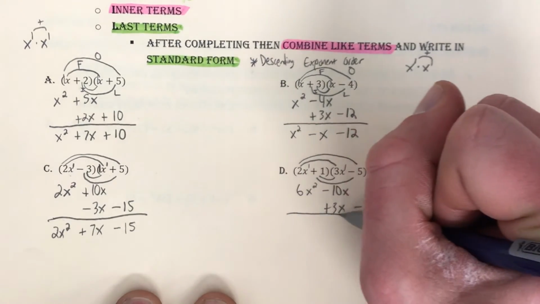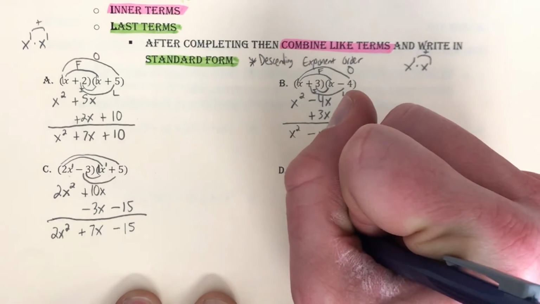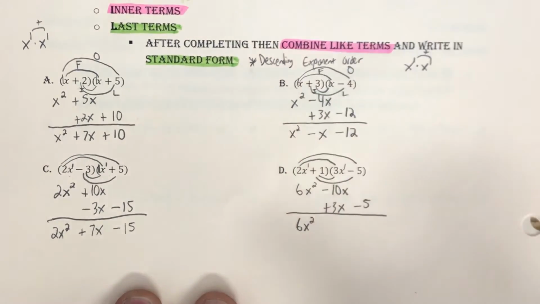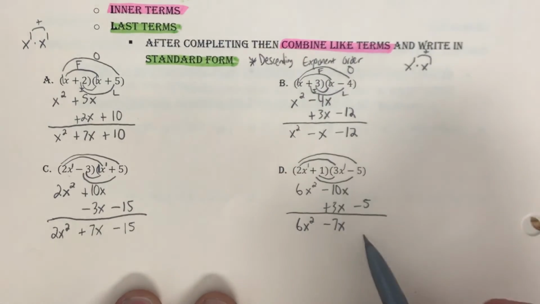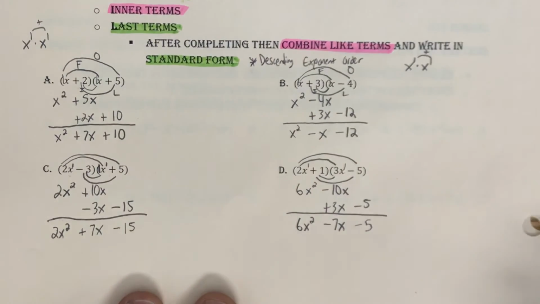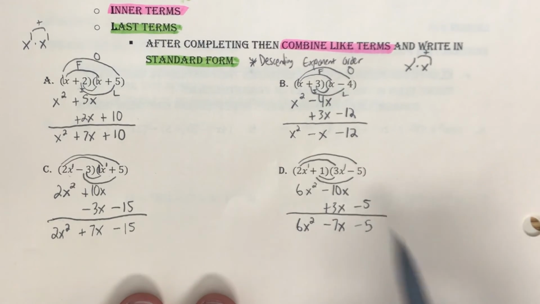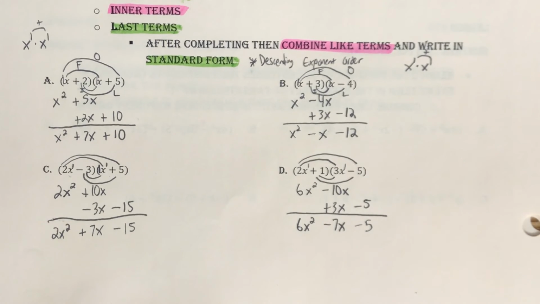Now again, add the terms down the columns. So 6x squared, nothing to combine that with. Negative 10x plus 3x is negative 7x. And nothing to combine negative 5 with, so bring it down as well. Now again, I noticed both of my binomials were already in descending exponent order, so this one should be as well, which it is. So that means 6x squared minus 7x minus 5 is my final answer.